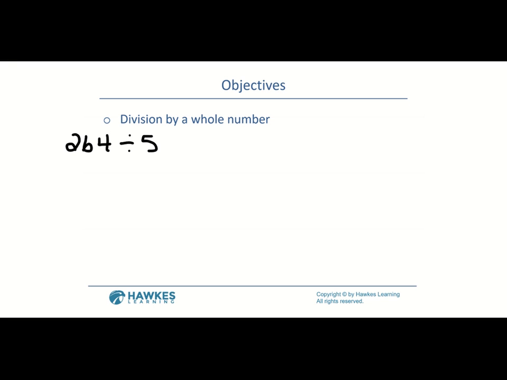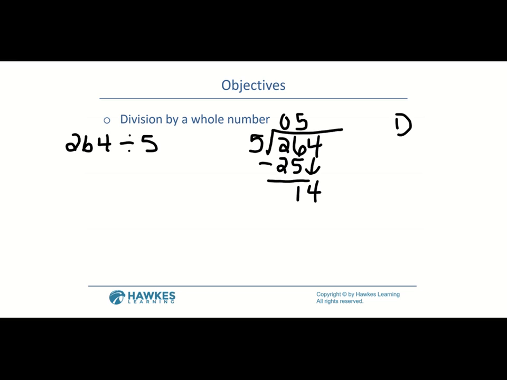So that means that when we write it out, my 5 will be on the outside, my 264 will be on the inside. So 5, we know, does not go into 2, so we can put a 0 there. But 5 will go into 26, and it goes in 5 times. And then I multiply. I do 5 times 5, and I know that that is 25. And then we have to subtract 25 from 26, so we get a 1. And we bring down our 4. So what we did is we divided, we multiplied, we subtracted, and then we brought down.